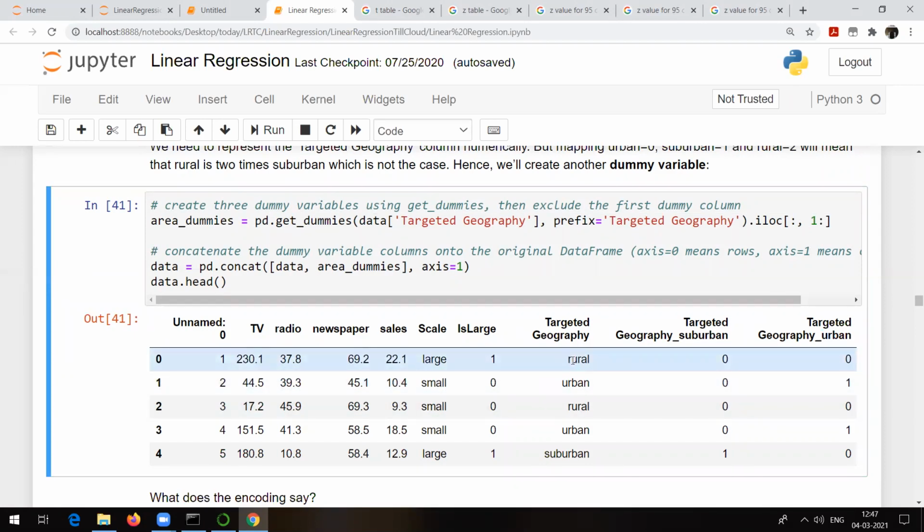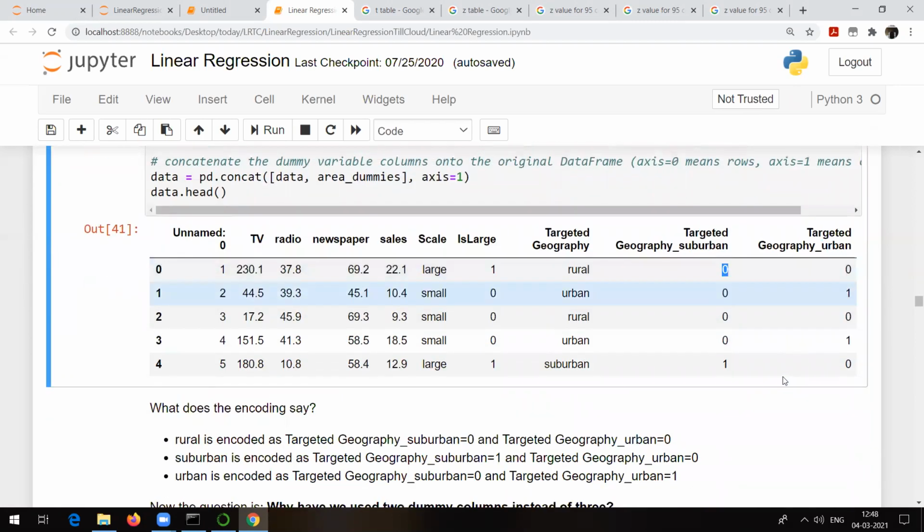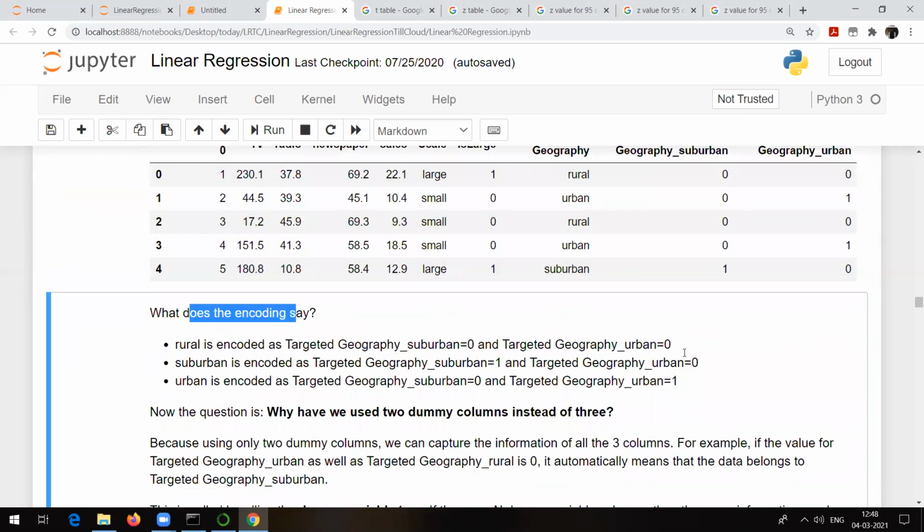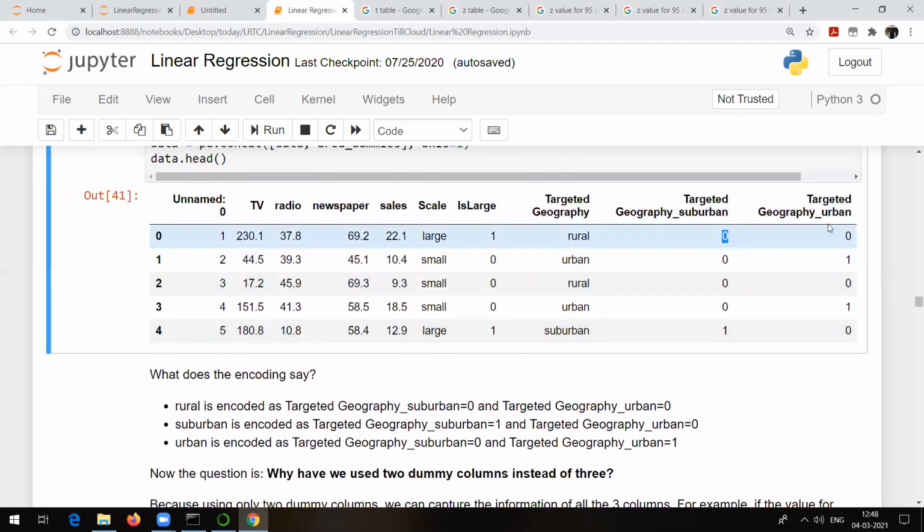You cannot pass this particular column as input to your algorithm. That's why we converted this data into numbers. So what does the encoding say? If this is 0 and this is 0, that means the value is rural. If this is 0 and this is 1, that means the value is the other category, and so on. You could have removed even suburban also. Then it would have been urban and rural here instead of suburban. Any two columns you could have taken.